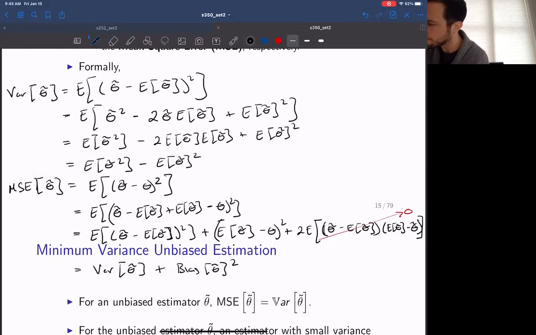It's because here we have negative expected value of theta tilde plus the expected value of theta tilde. So we're basically putting a zero term in.